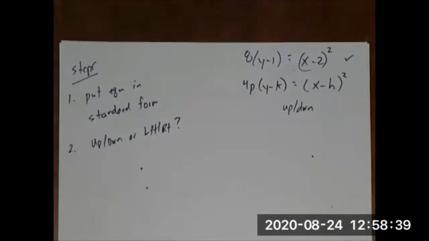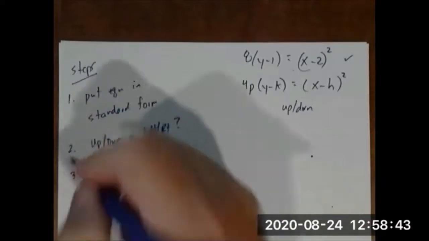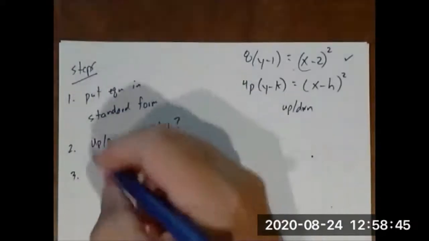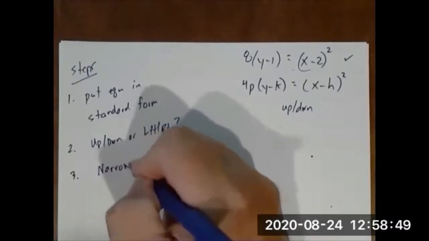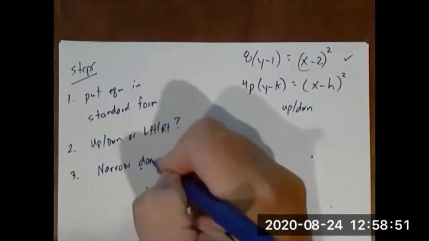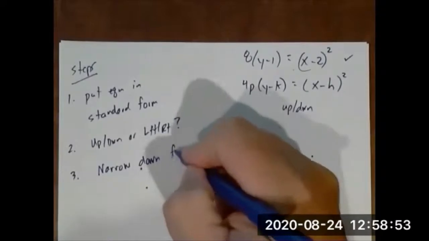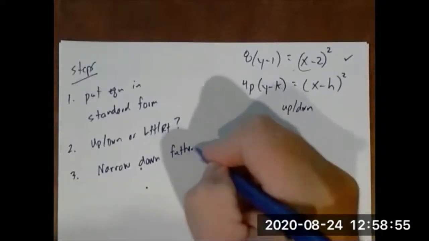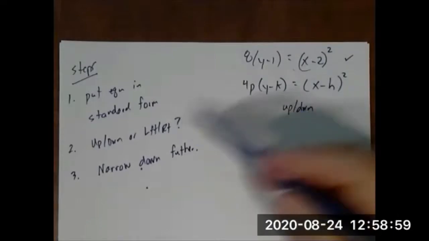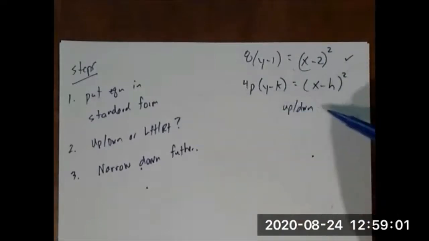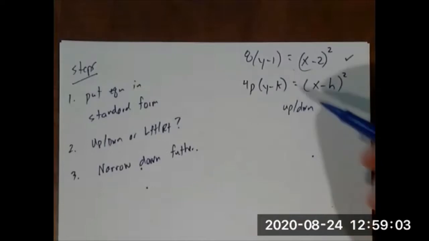So I've determined it's up or down. Now I can narrow down further, and I'll explain what this means. For step 2, I've already determined if it's up or down or left or right. Step 3 will be go ahead and actually determine what kind of parabola you have.